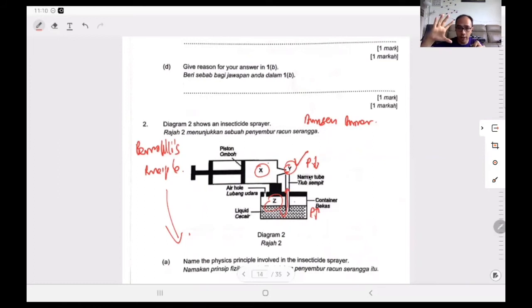Region Y has high velocity. High velocity means low pressure. Low pressure means that at the liquid side, it is not that the pressure becomes higher, but just compared to the low pressure, the pressure becomes higher. So it is able to push the liquid into the insecticide sprayer.